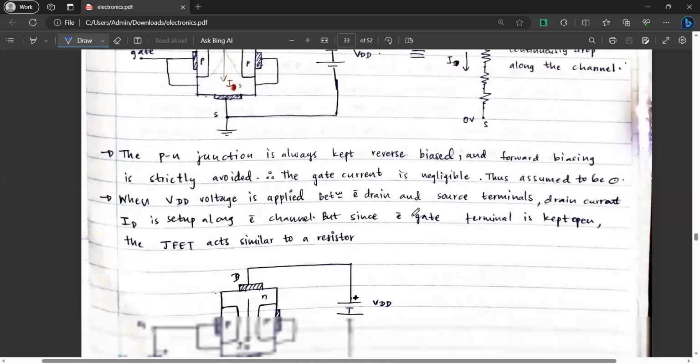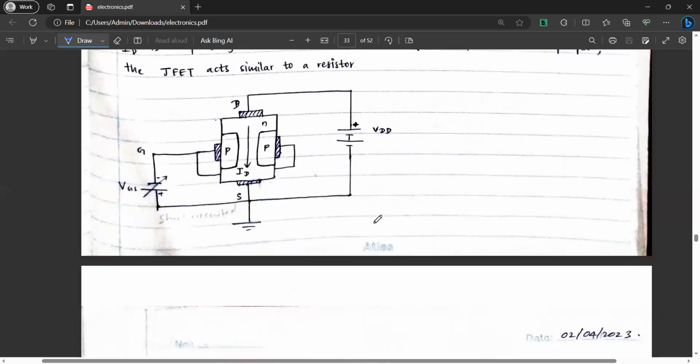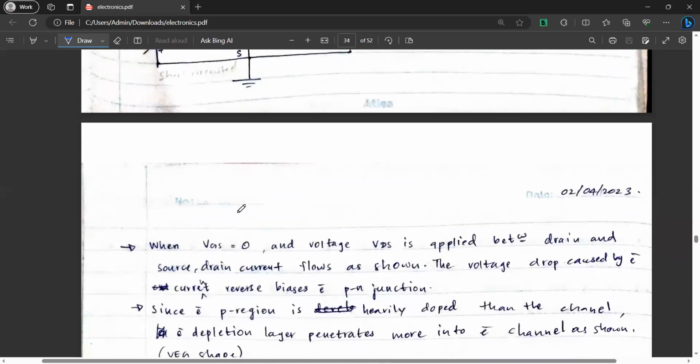Now let's connect a source. Now we are going to connect a source across VGS. So when VGS is zero, the voltage VDS is supplied between the drain and the source. Current flows as shown. The voltage drop caused by the current reverse biases the PN junction. So this point we already discussed, right?